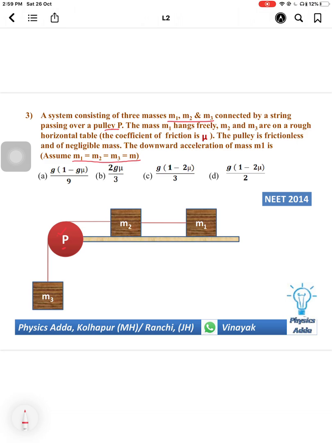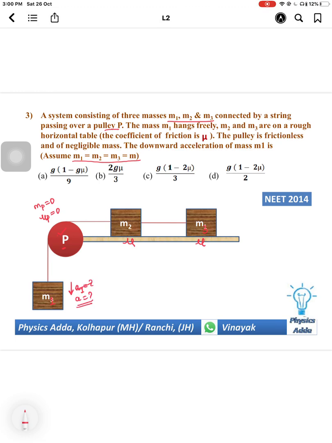The mass M1, okay, this is M1, this is M2 and this is M3. Mass M1 hangs freely. M2 and M3 are on rough horizontal table. This table is rough. So frictional coefficient is mu. The pulley is frictionless, so friction is equal to 0 and of negligible mass. Mass of pulley is also 0. The downward acceleration of mass M1 is what? It is the downward acceleration of mass M1. Okay, I have been asked what is that.